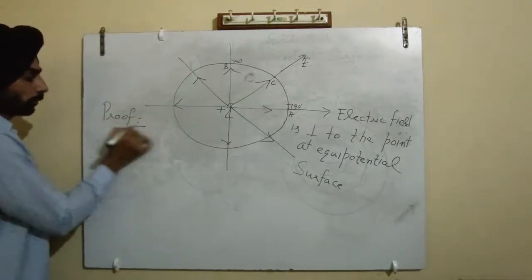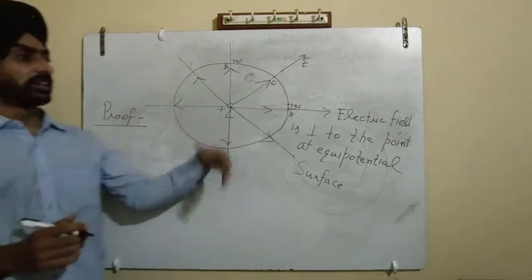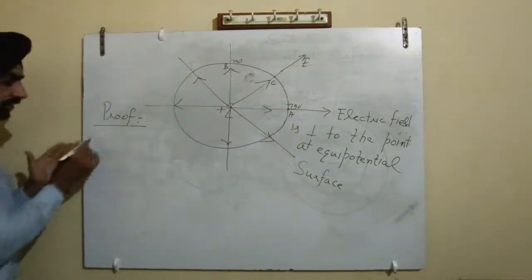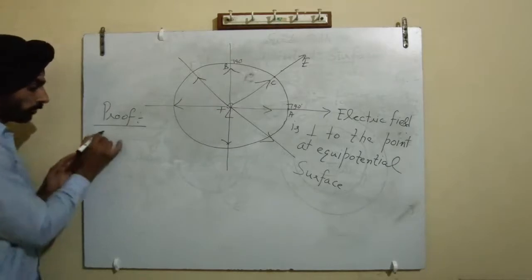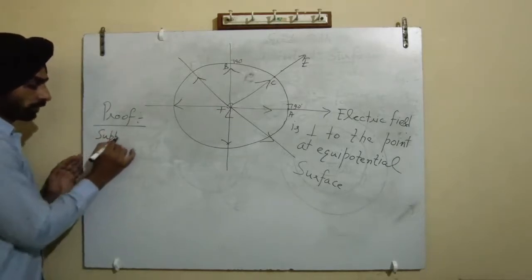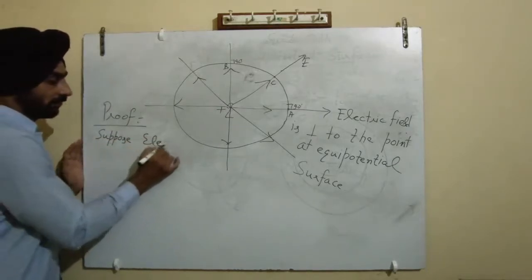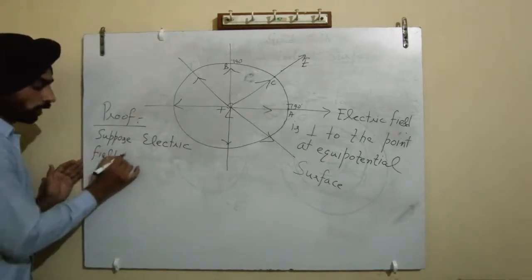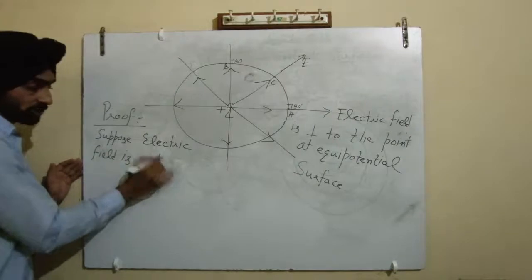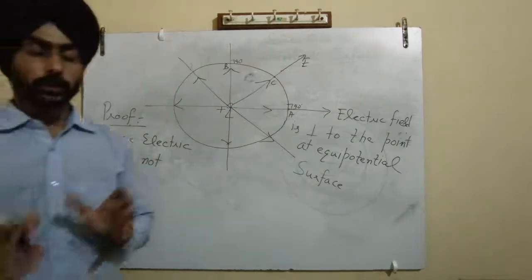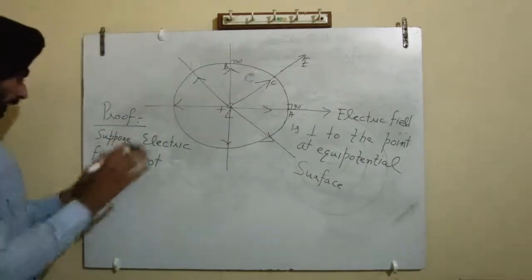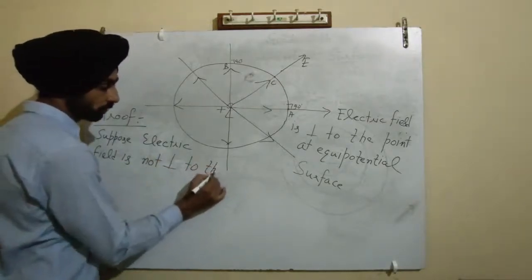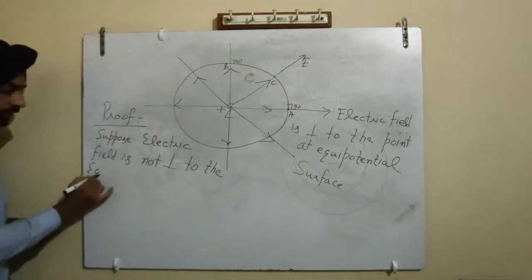You have to prove that the electric field is perpendicular to the equipotential surface at a point. How will you do it? You will make a supposition: suppose the electric field is not perpendicular to the equipotential surface.